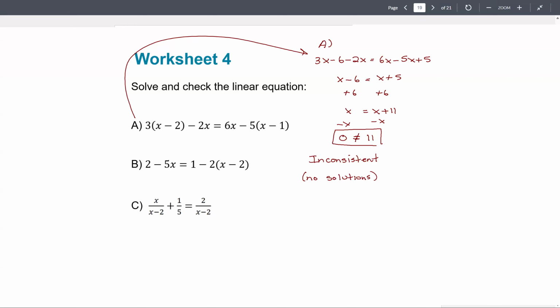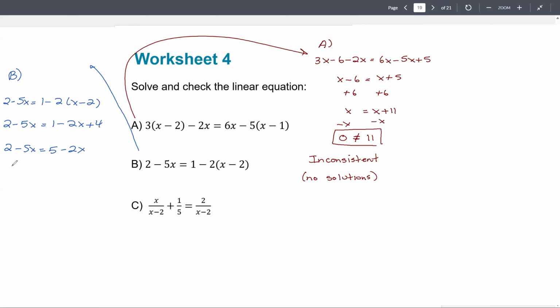Now, if we look at B, I can fit B over here. So B, we have 2 minus 5x equals 1 minus 2 times x minus 2. If I start simplifying, I have 2 minus 5x equals 1 minus 2x plus 4, which is going to be 2 minus 5x equals 5 minus 2x. Well, let's see.